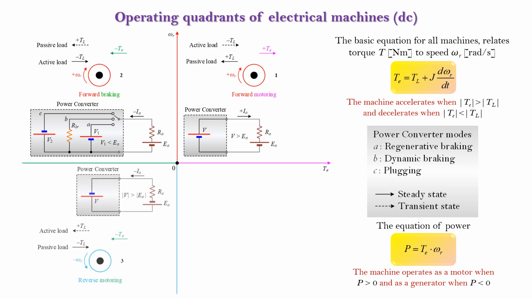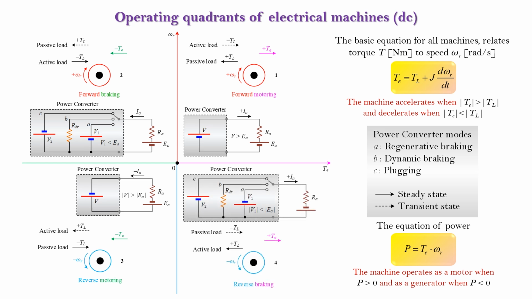In the third quadrant, speed and torque take negative values. Therefore, the machine is again operating as a motor, but with counterclockwise rotation. In the fourth quadrant, the machine is in braking mode, as in the second quadrant, while rotating counterclockwise.